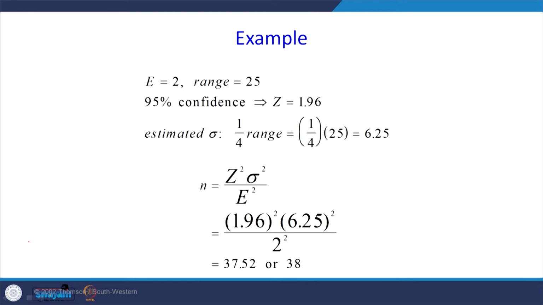We will do another problem to find out the sample size. The permissible error is 2, the range is given as 25. For 95% confidence level, Z equal to 1.96, this value you have to get from the table. The estimated sigma is one fourth of the range, so it is 6.25. Then substitute z square sigma square divided by E square, you are getting 38.